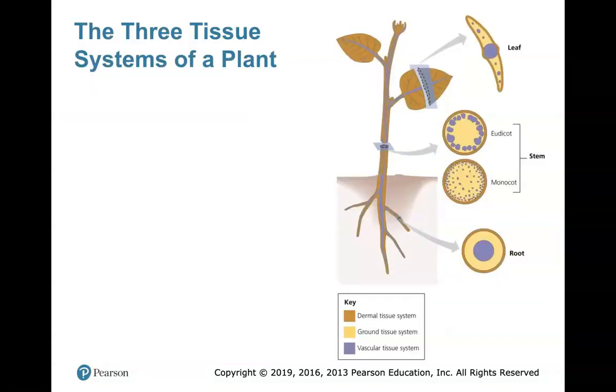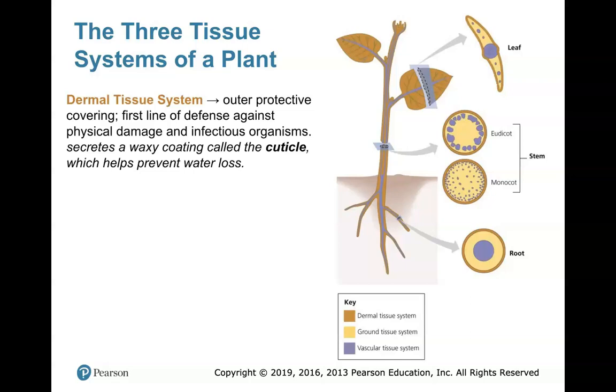Let's talk about the three tissue systems of a plant. I love this image. It shows you where we find those tissue systems depending on where you slice along the plant. So first up, colored in brown in these images, is the dermal tissue. The dermal tissue is the outer protective covering. Think of your own dermis, think of your skin. Your skin is protecting those more delicate internal tissues that you have in your body. So think of your nervous system, think of your vascular system. Your dermis is helping protect that.